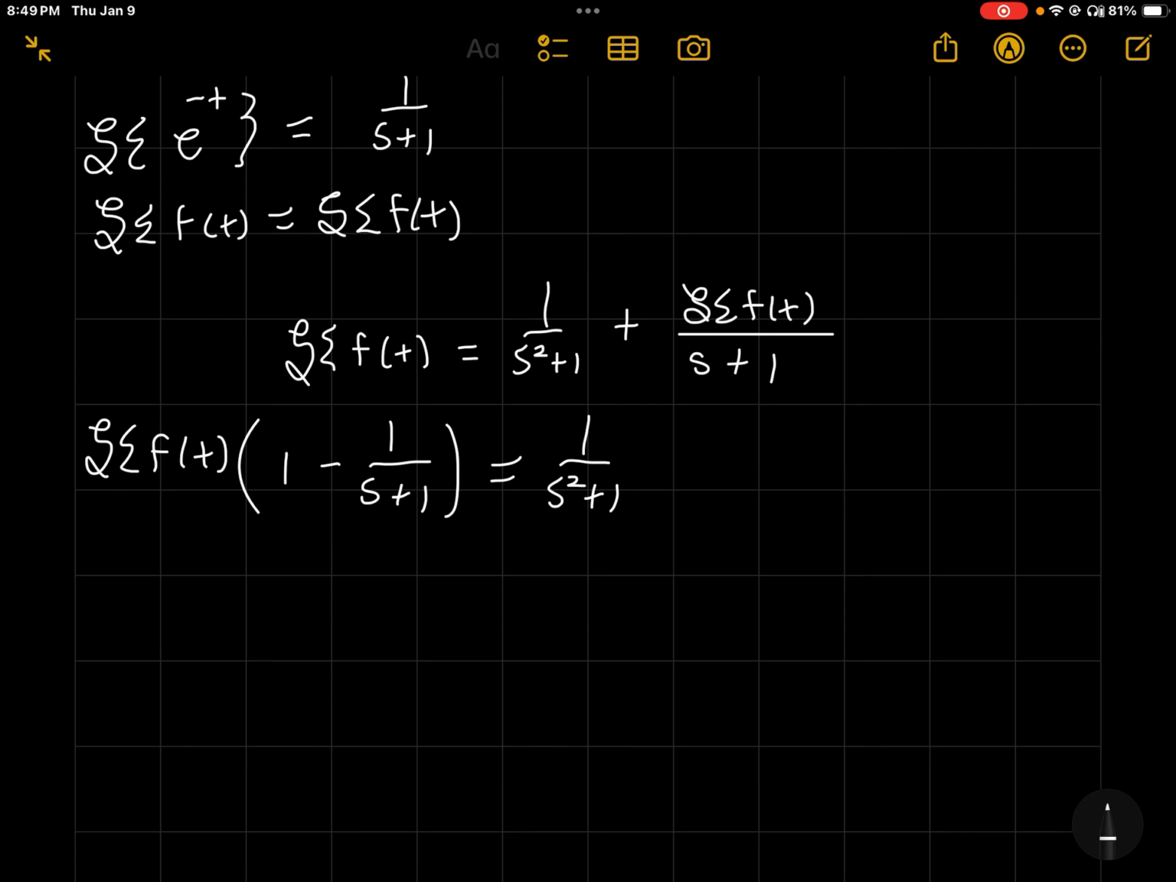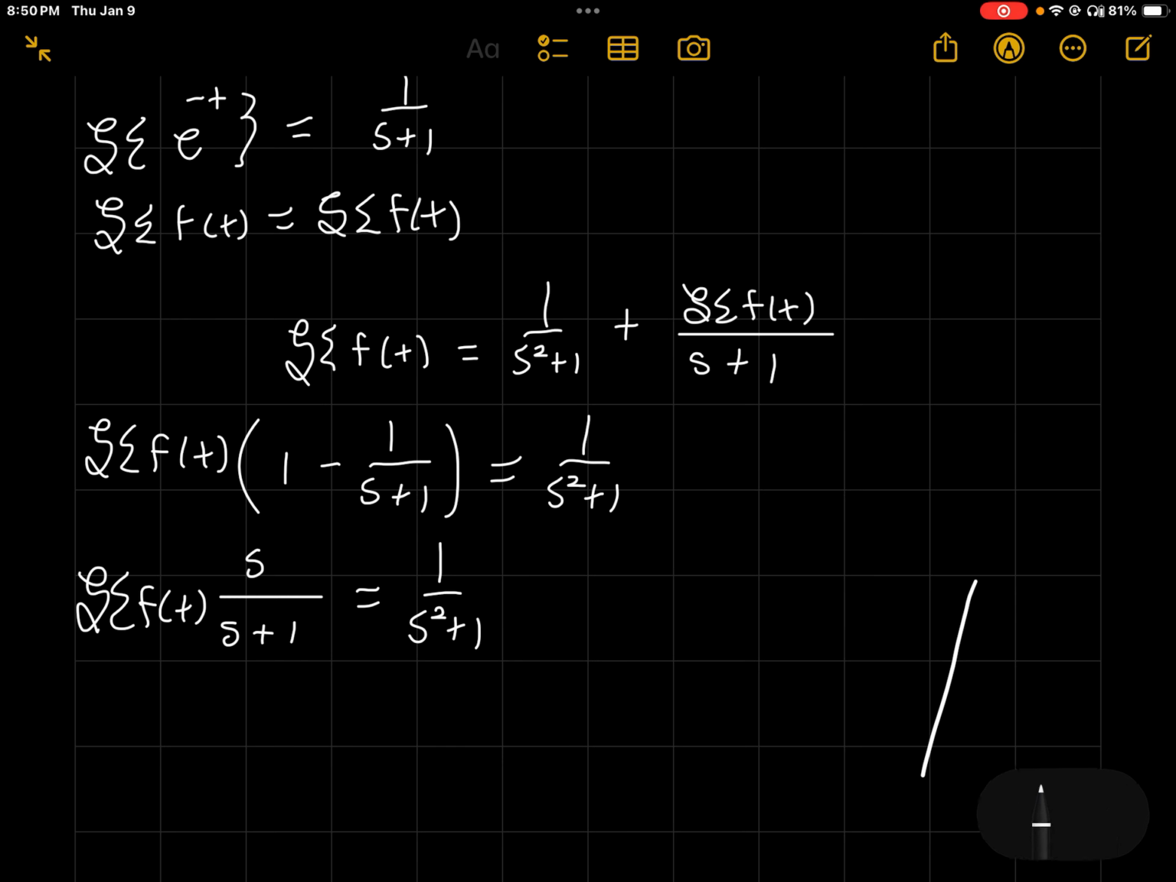And here, as I mentioned in the previous problem that we did, I want the 1 minus 1 over s plus 1 in one fraction. So I'm going to get common denominators, and the 1 will cancel out. I'm going to be left with s over s plus 1 times the Laplace transformation of f of t is equal to s squared plus 1.